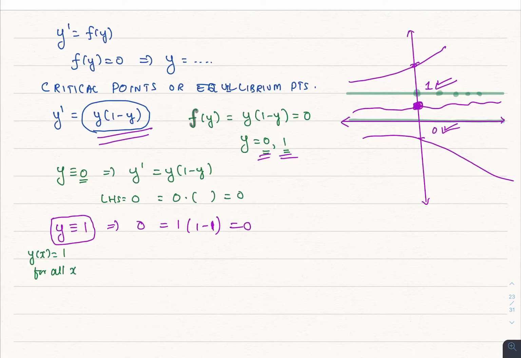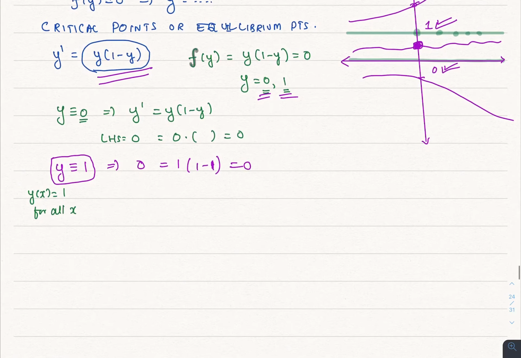So these are called critical points. And again, you can find the critical points for many problems. I think you will see some of them anyway. Let me give you one more example, and then I will move on to the next set of things.